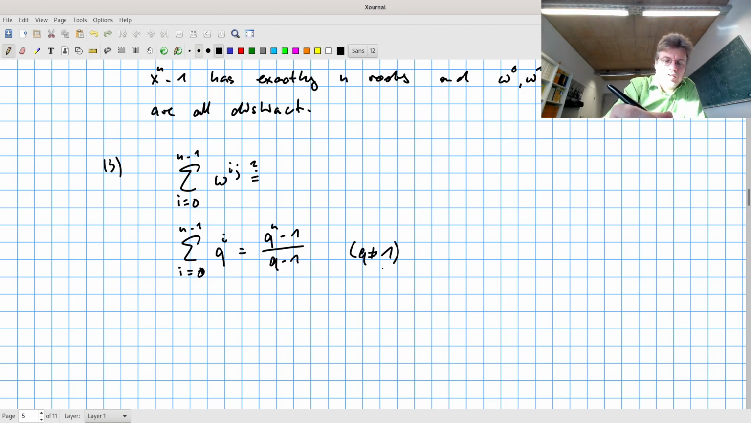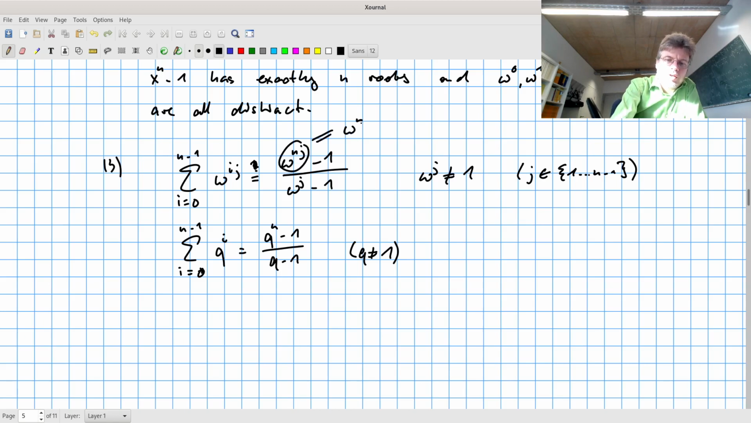So I can say that this one here will be exactly this: omega to the nj minus 1 divided by omega to the j minus 1. And omega to the j is not 1 because j is in the range from 1 to n minus 1 and omega is primitive. But this one here is omega to the n to the j. So this is 1, and 1 minus 1 is 0, so this is 0.